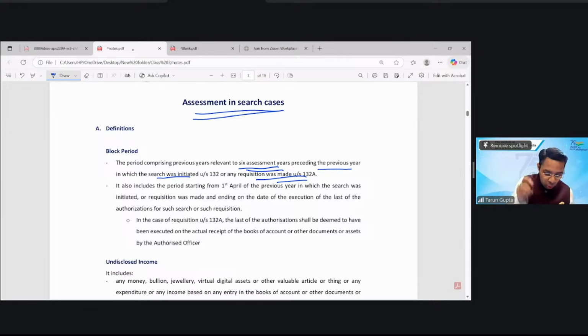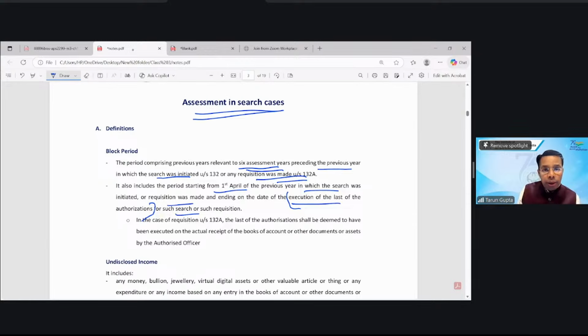The block period also includes the period starting from 1st April of the previous year in which the search was initiated or requisition was made and ending on the date of execution of the last of the authorization. What is this? Execution of the last of the authorization is the date on which the search has been concluded. Ending on the date of the execution of the last of the authorization for such search or such requisition. You understood the meaning of block period? The 6 previous years immediately preceding the previous year when search is conducted, and the current year starting from 1st April up to the date of completion of search.